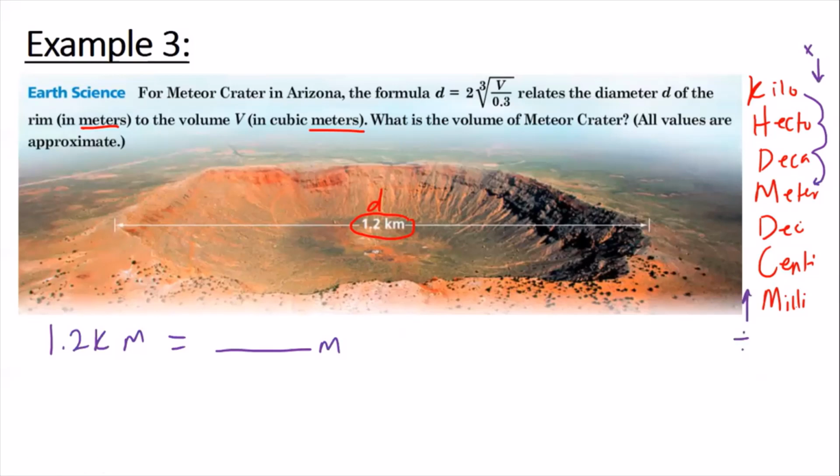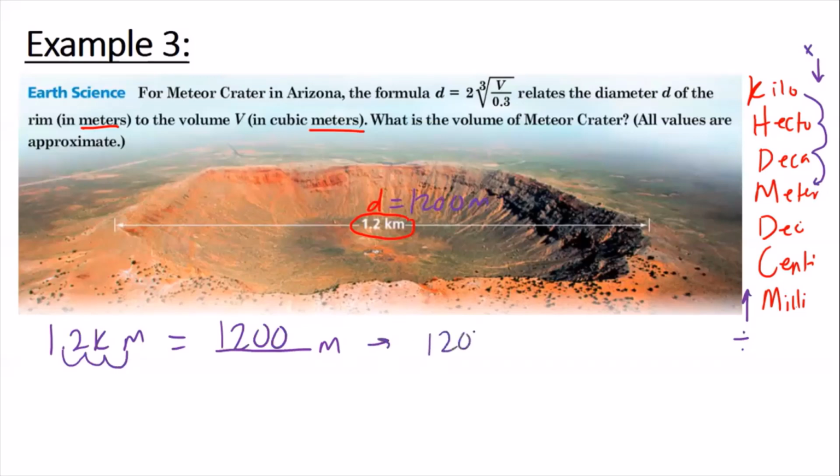How many places to the right? 3, because it's 10 to the third, which is 1,000. So you're doing 1.2 times 1,000, which just means I'm going 1, 2, 3, which makes this 1,200 meters. So that's converting in customary units. All right. So now that I know D is 1,200 meters, can I plug it in and solve the equation?